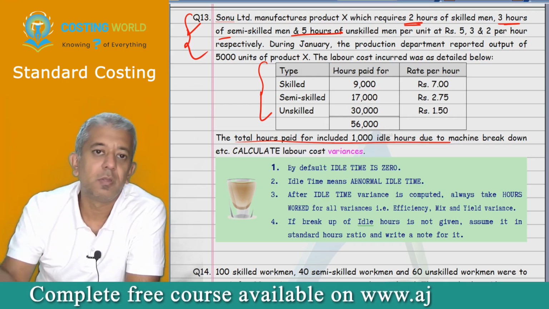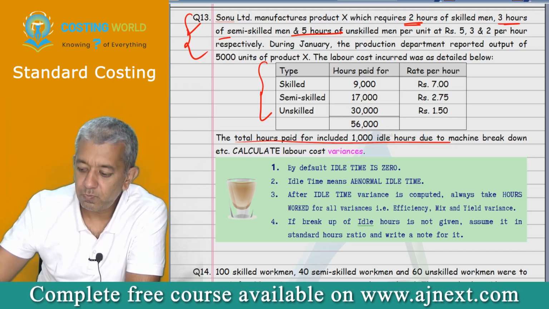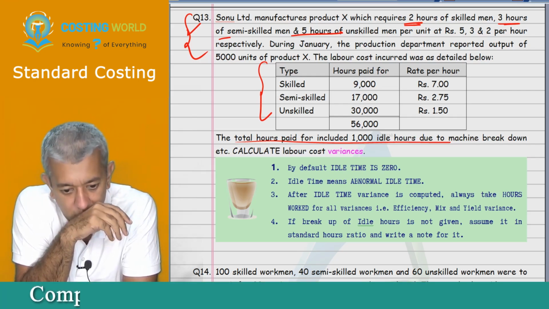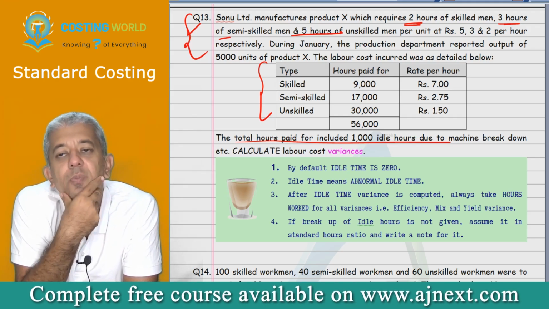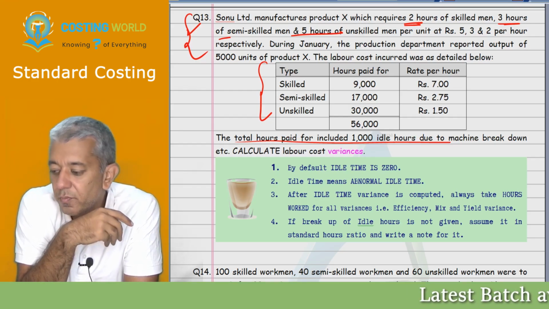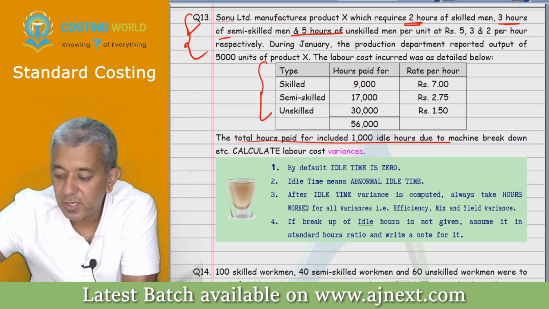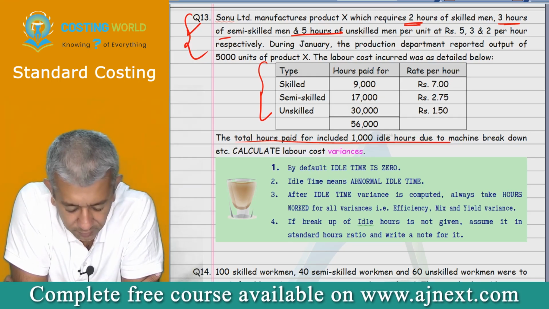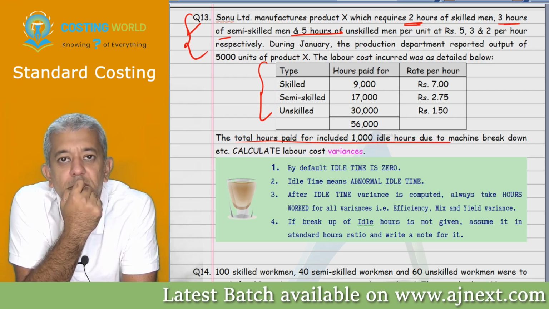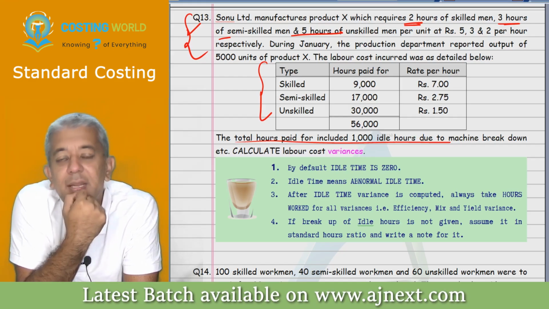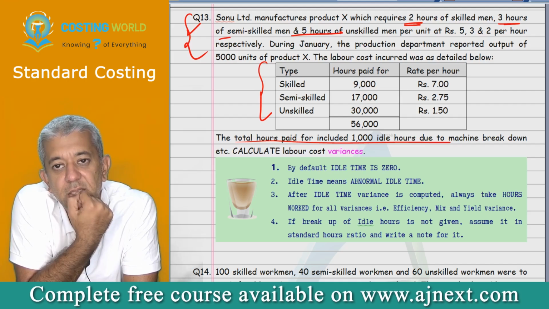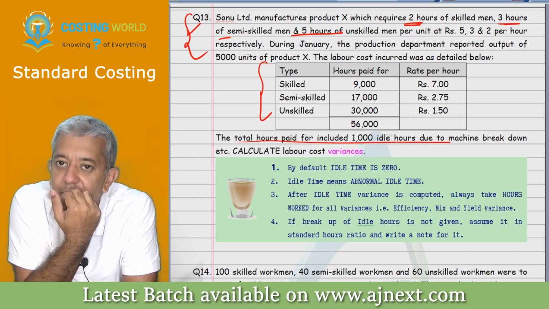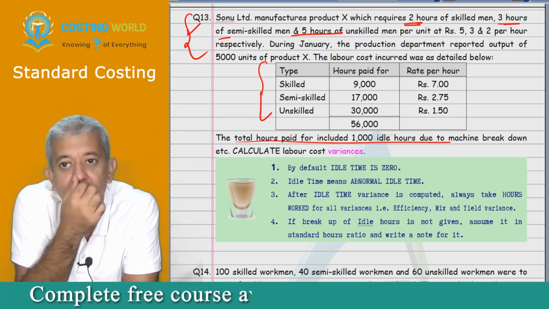If breakup of idle hours is not given, we assume it to be in ratio of standard hours, that is 2 is to 3 is to 5. Full stop. Therefore, idle hours are 200, 300 and 500.